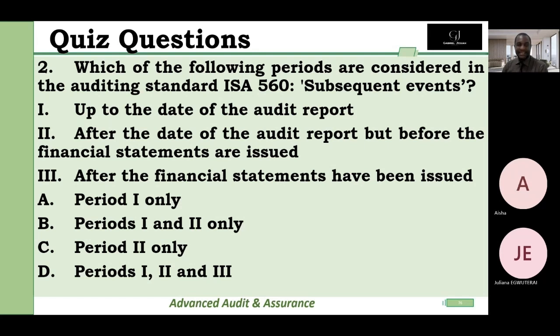So what's your pick, ACAs? You have to be fast. No time. Which of the following periods are considered in the auditing standard ISA 560 subsequent events? Okay, C, 2 only. She's going for C again. All right, J, what's your pick?